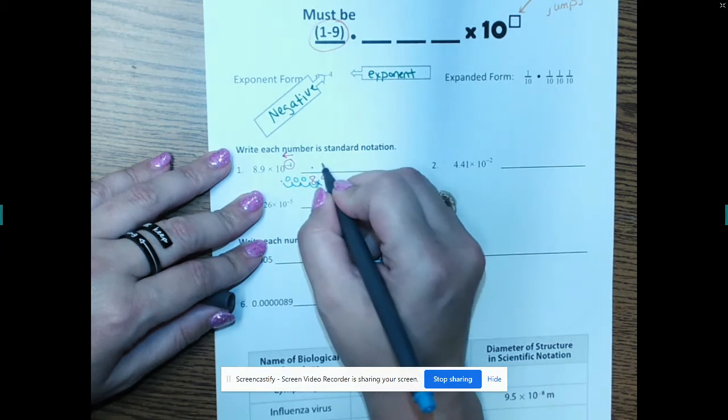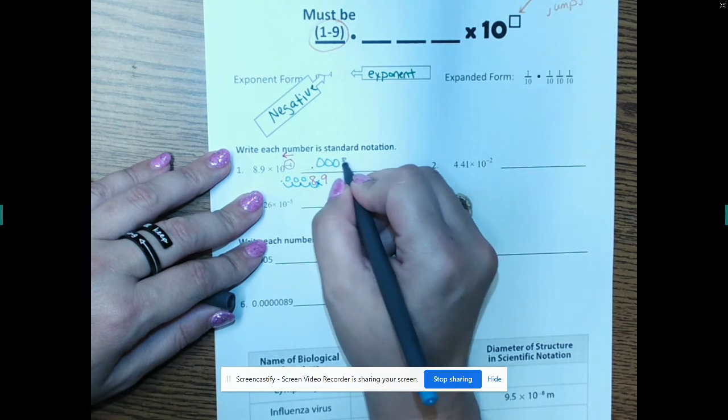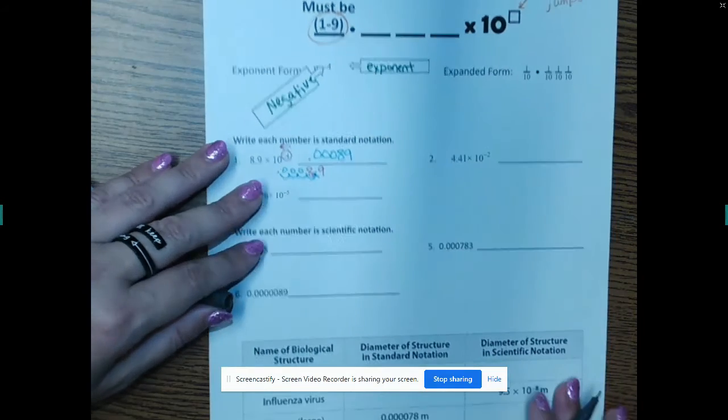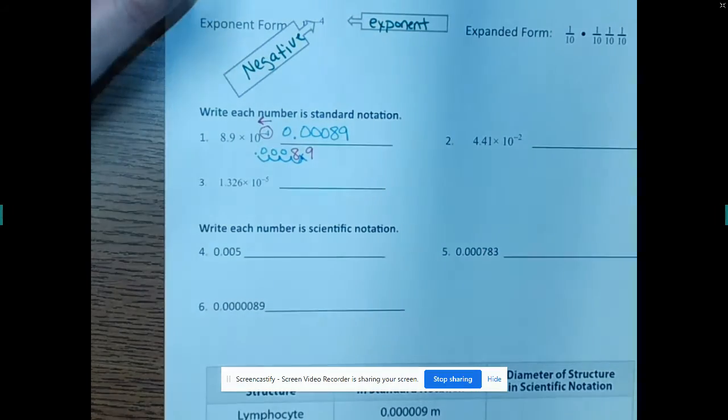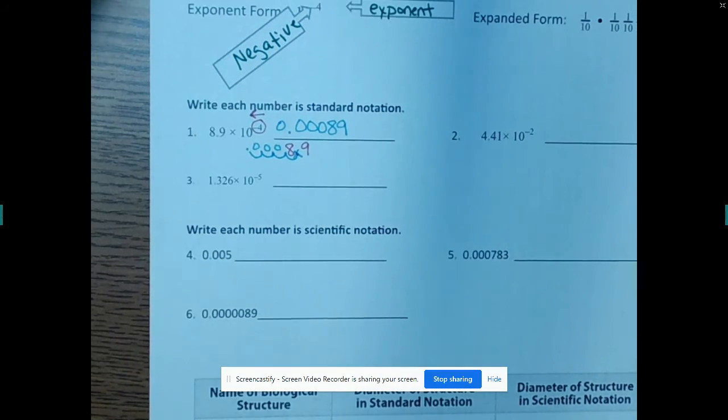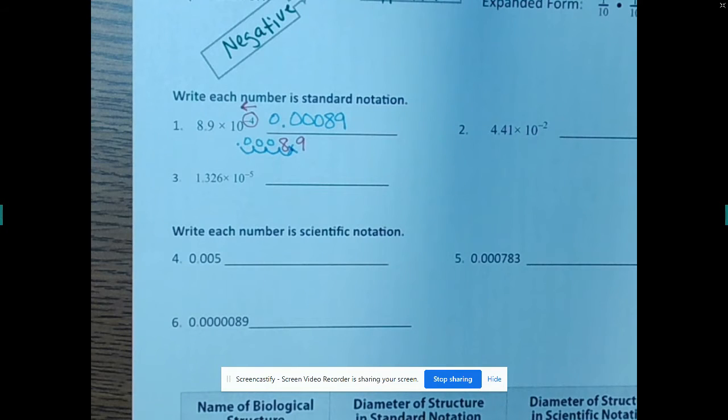So it is 0.00089. Now on multiple choice test, you're going to see a 0 in front of it. That's fine. You don't really have to have it, but you might see it on multiple choice test. Are we allowed to use notes on the test? Not on tests. On quizzes and on homeworks.